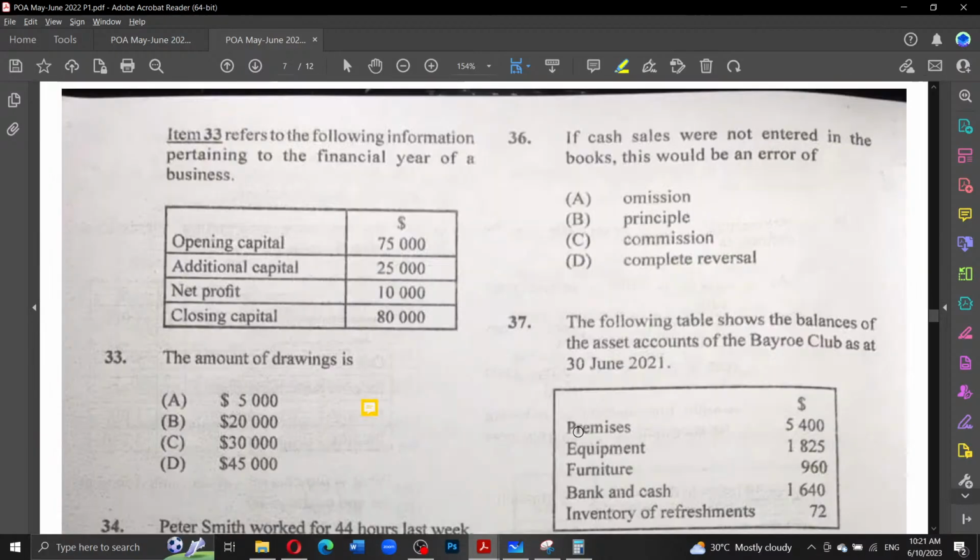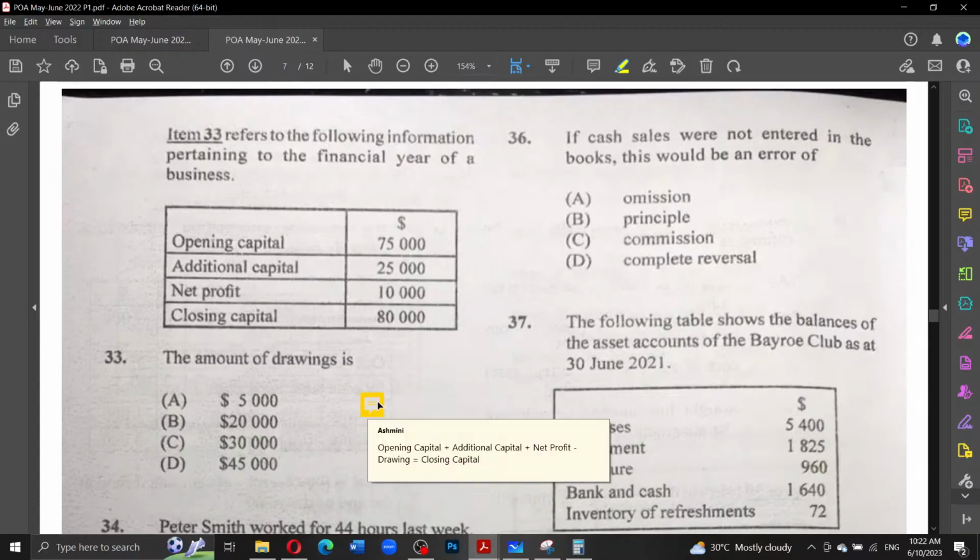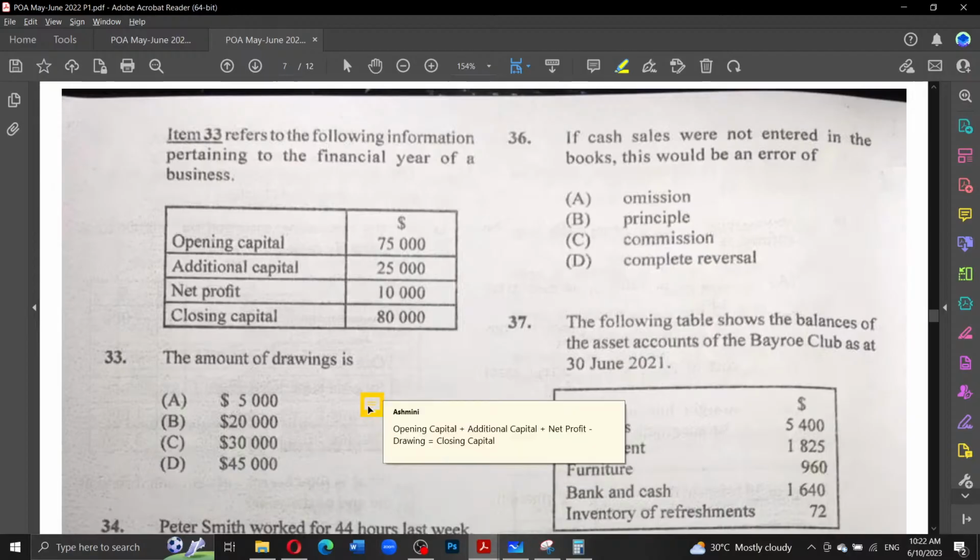Moving on to item 33. Item 33 refers to the following information pertaining to the financial year of a business. Let's see what is required of us. What is the amount of drawings? So let's look at this formula. Please memorize this formula. It's going to be in the exam definitely, because it has always been in the exam.